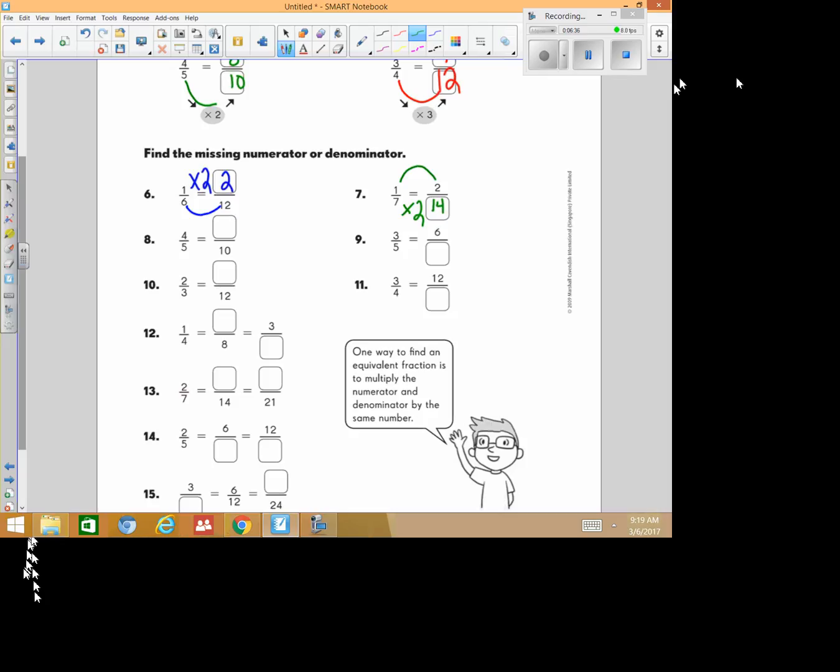Let's do this one right here, number 9. I'm sorry, that's number 8. Let's go to number 9. 3 times what gets me 6? Raise your hand when you know. Alex? 2. Yeah. So I have to do 5 times 2. What is 5 times 2, Alex? Yeah. See how easy that is to fill in those numbers?